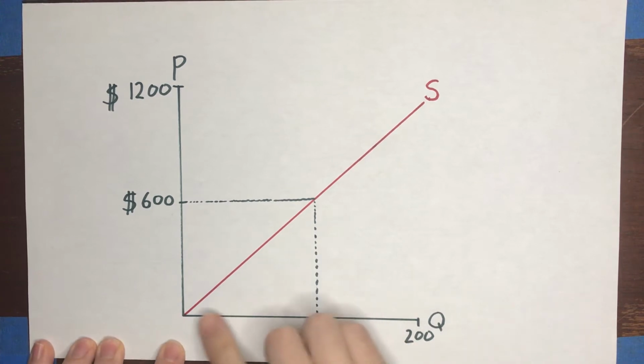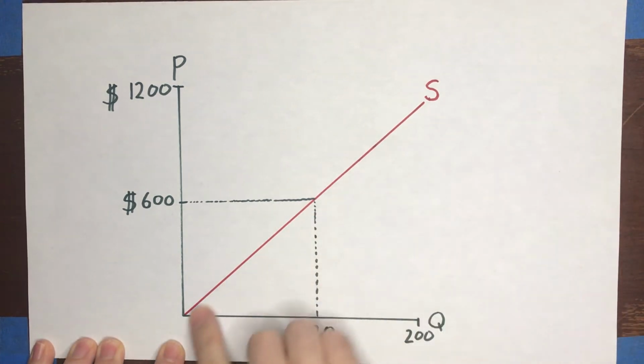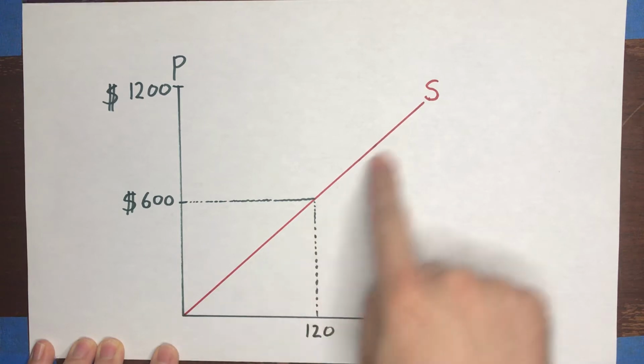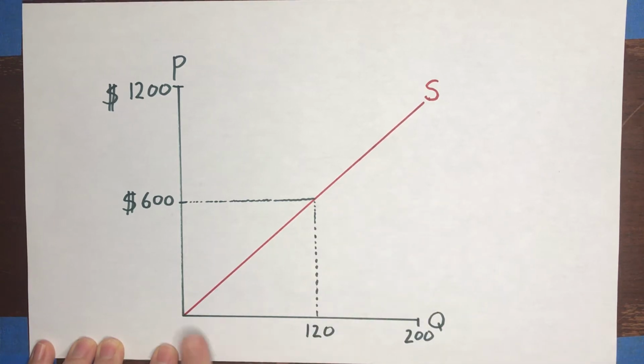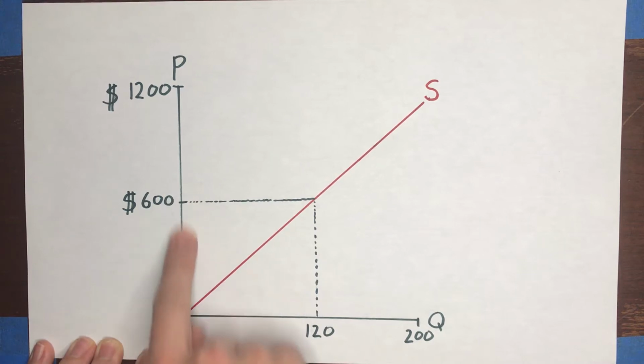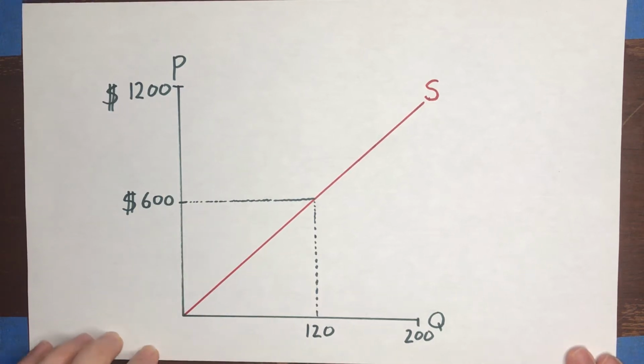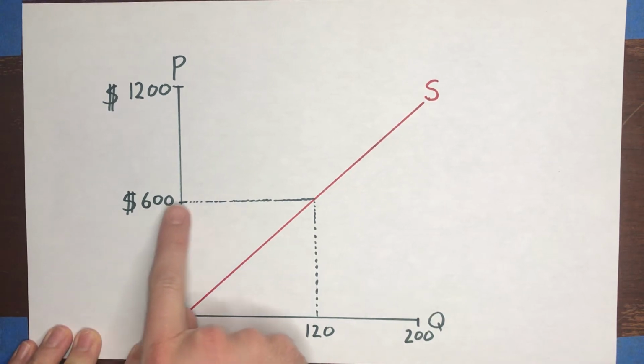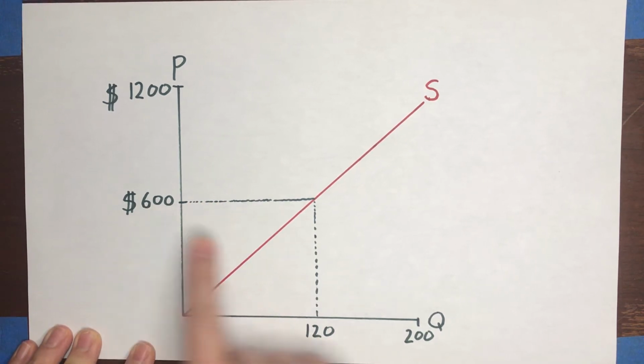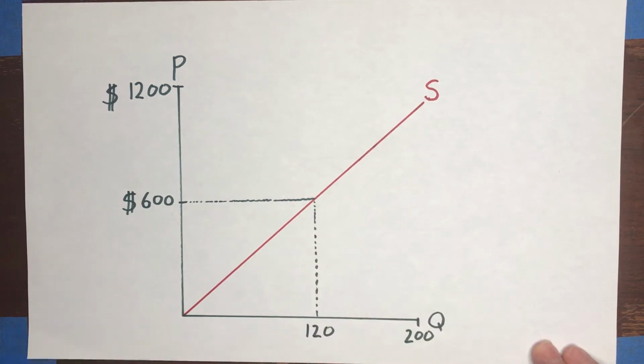So here we have a market with a supply curve that runs like so. The y-intercept of this supply curve hits the origin in this case, although it doesn't have to in all cases. It could be at some point higher on the y-axis. And we're going to look at producer surplus in this area when we've got a $600 price and 120 units that would be offered at that price.